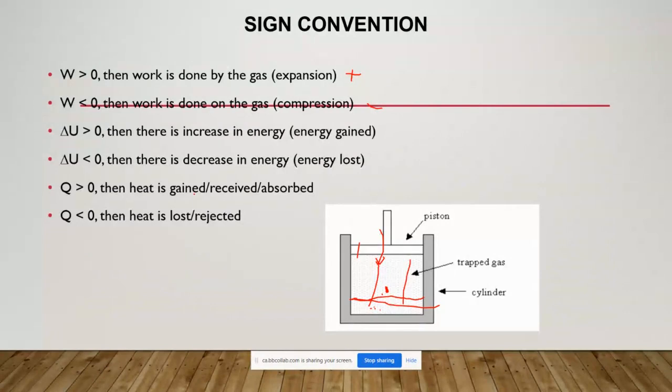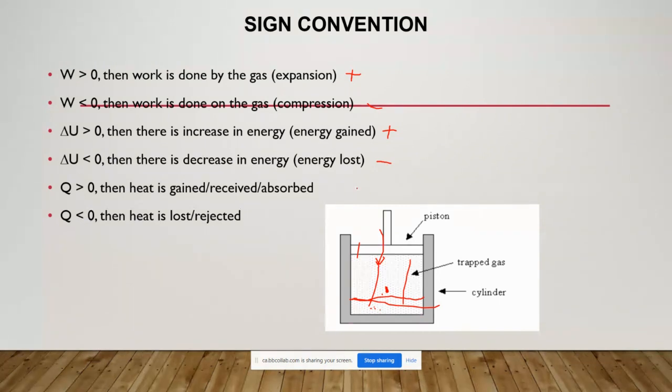Now let's move on to internal energy. When internal energy is positive, it means that the energy is gained by the system. Now, when the internal energy is zero or less than zero, or is negative, it means that the energy is lost by the system and we have a negative sign.